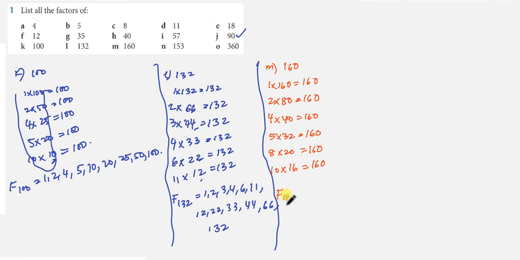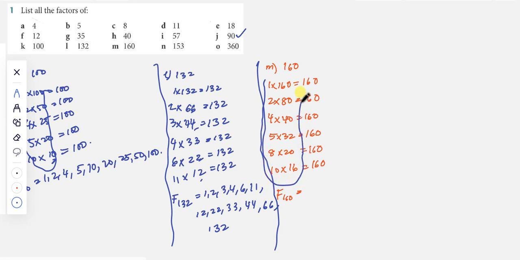So we can conclude the factors of 160 are, following this order, starting from here and going until here. It's a lot of numbers: 1, 2, 4, 5, 8, 10, 16, 20, 32, 40, 80, and 160.